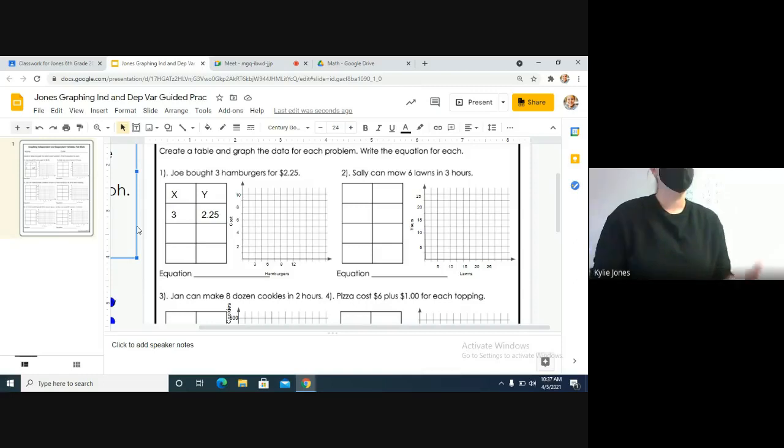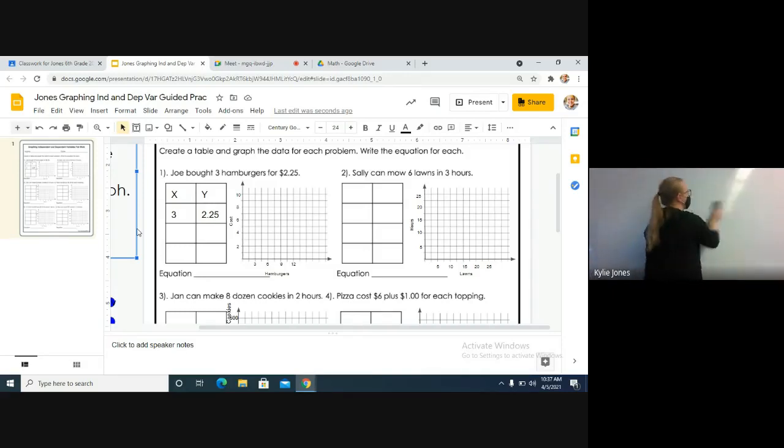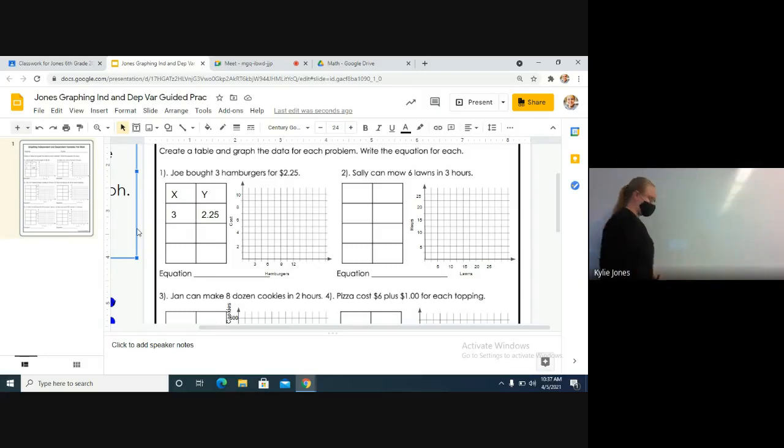We can figure out the rest of it from here. This is the fun part, right? I'm going to draw or do a little work behind me. How much does 1 hamburger cost? How could I figure that out? Let's find our equation. We need to figure out how much 1 hamburger costs. What do I do? Divide. Take the money for your hamburger, $2.25, divide it by the number of hamburgers that is 3.